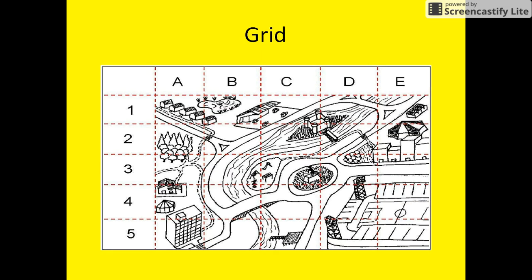We also have maps with a grid system. What is a grid system? Well, a grid system is these lines that you see. You have vertical lines going up and down, and you have lines that are going side to side. So what are those lines for?